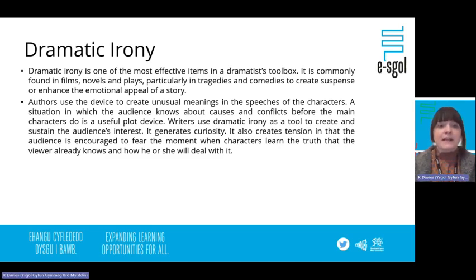It's also one of the most effective items in a dramatist's toolbox, most commonly found in films, often in tragedies, okay? It allows for the creation of suspense and it enhances the emotional appeal of the story. Authors use this device to create quite unusual meanings in speeches of characters, and it also creates tension and allows for the idea of sustaining an audience's interest, okay?